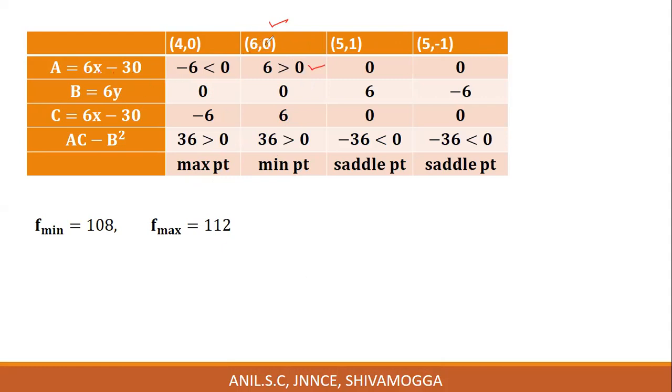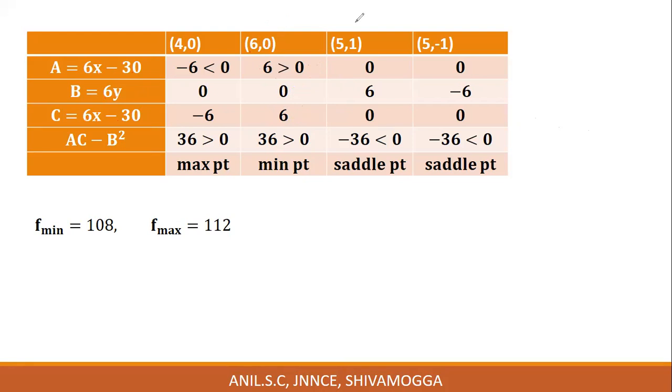And b is equal to 6y where y is equal to 0. Therefore, 6 into 0 is 0. And c is equal to 6x. 6 into 6, 36 minus 30 is 6. Now we can find AC minus B square. A is 6 and C is 6. 6 into 6 is 36 minus B square is 0. This is equal to 36, greater than 0. If AC minus B square is greater than 0 and A is greater than 0, the point is said to be a minimum point. The point is a minimum point.